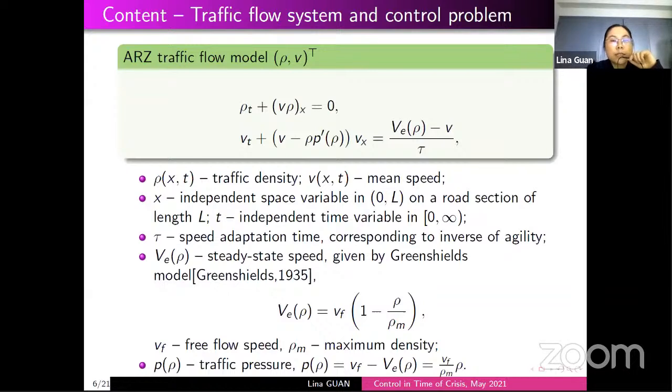For the content, the first section is about the traffic flow system and control problem. The ARZ traffic flow model is a typical macroscopic traffic flow model composed of continuity and acceleration equations. Here, rho(x,t) is the traffic density, v(x,t) is the mean speed, and x and t are independent variables. The speed adaptation time tau is a constant and corresponds to the inverse of agility.